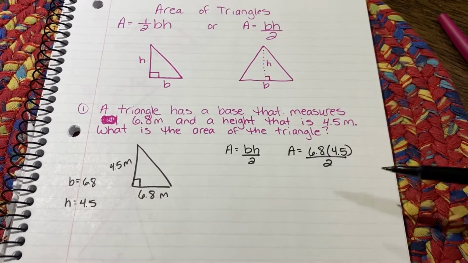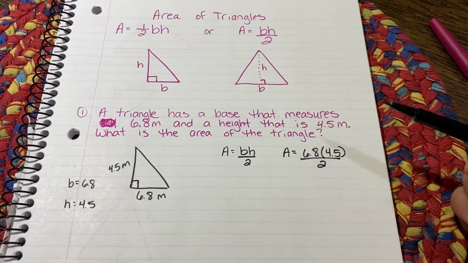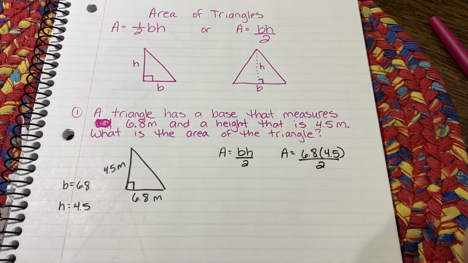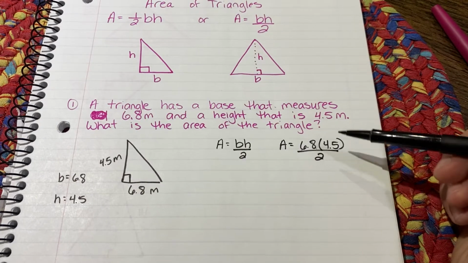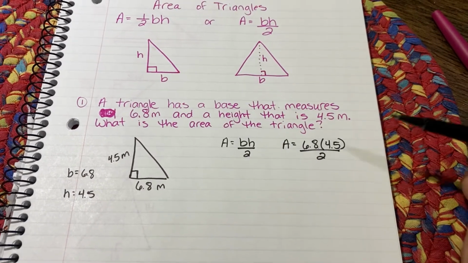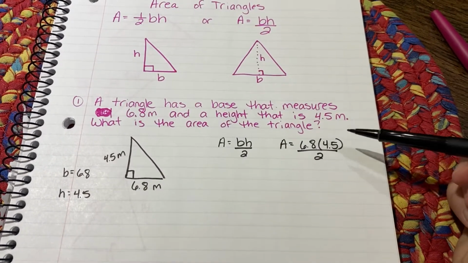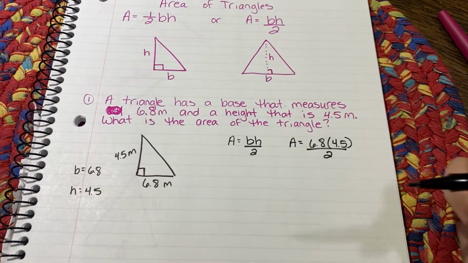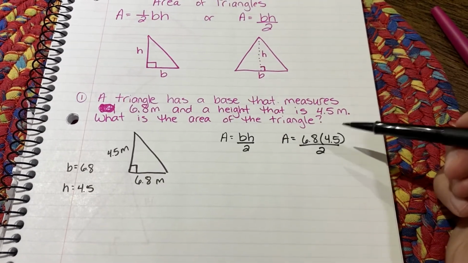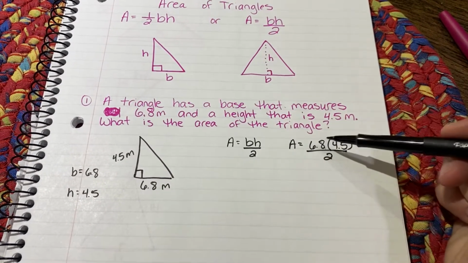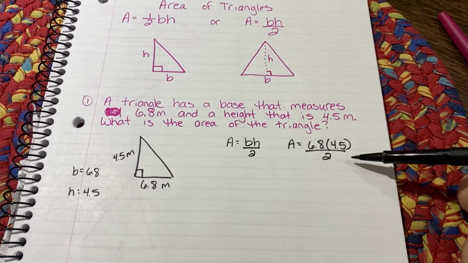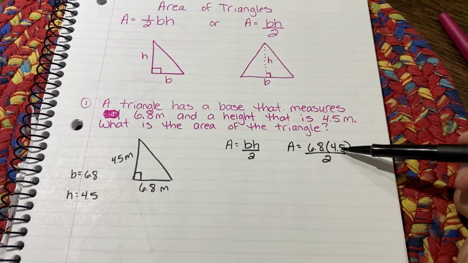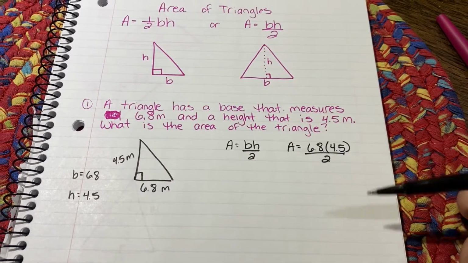All right, so I'm going to show you a little bit of a shortcut that I think is helpful in this case. Because these two numbers are decimals, I don't like multiplying decimals if I can avoid it. These also are kind of big. I want to try to get the numbers smaller. So one thing I'm going to do first, before I multiply the base times the height, which I could do, 6.8 times 4.5 and then divide, I'm going to pick one of these numbers and divide it by 2 first so my numbers get smaller.